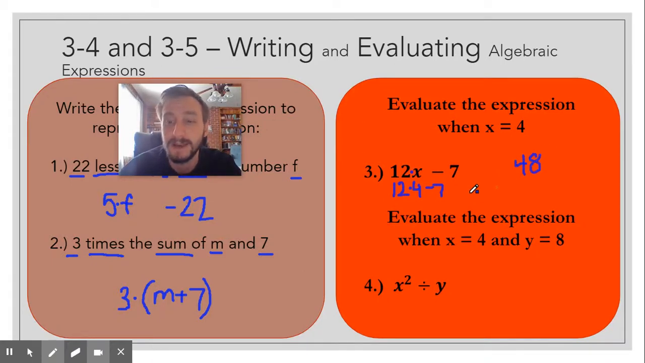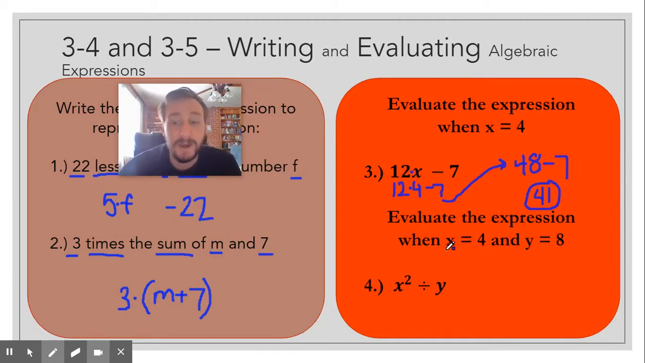And then we just bring down, I'm going to draw it over here because I don't have much space. Then I just bring down that minus 7. 48 minus 7 is 41. And there's your answer. That's it. So all we're doing here is you take the value that I give you for the variable, plug it in, and just solve it. Let's look at the second one.